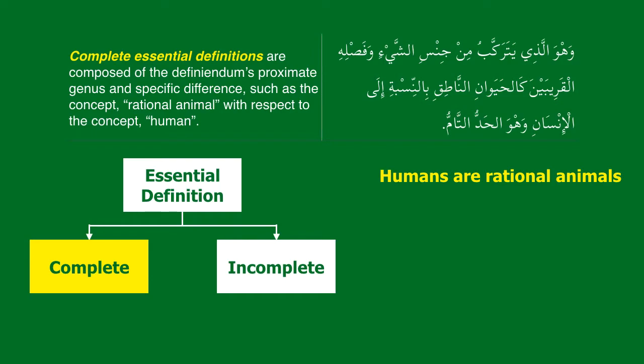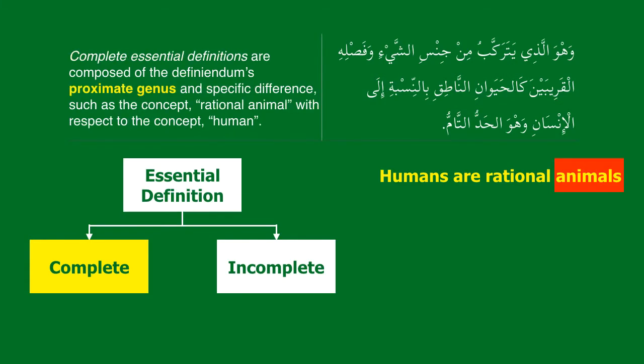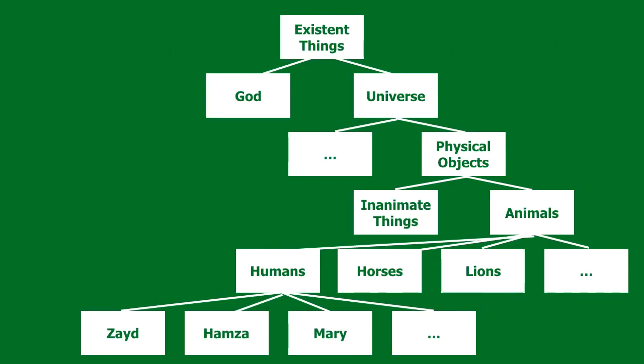The definition here is rational animal. The definiendum, human, is not technically part of the definition. So this definition is composed of the genus, which is animal, and the specific difference, which is rational. Now, the genus is the proximate genus. What's the proximate genus? The proximate genus is the genus that is closest to the species that is being defined. So here, the genus is animals, and it's just above the definiendum, namely humans.